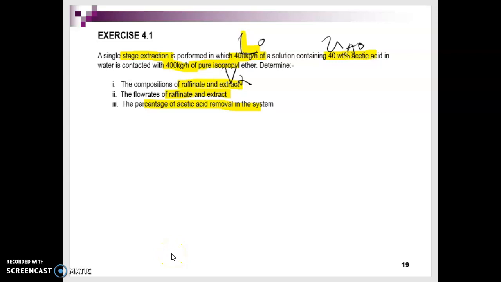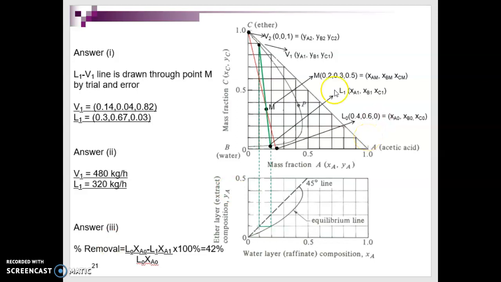Okay, continue for the exercise 4.1. So we are going to search for the compositions of raffinate and extract and their flow rates, and also the percentage of acetic acid removal. So for this graph, first you need to plot the coordinate of V2.